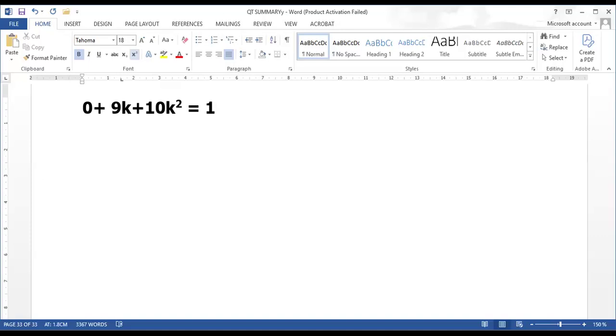Then you rearrange, that will be 10k squared plus 9k, then minus 1 is equal to 0. Because here you need it to work as 0 minus 1, which is negative 1. So once you reach here, you use your factorization method. Those marks are free marks, guys.